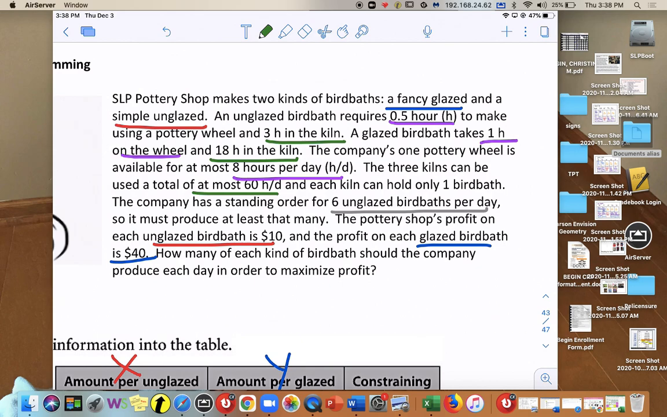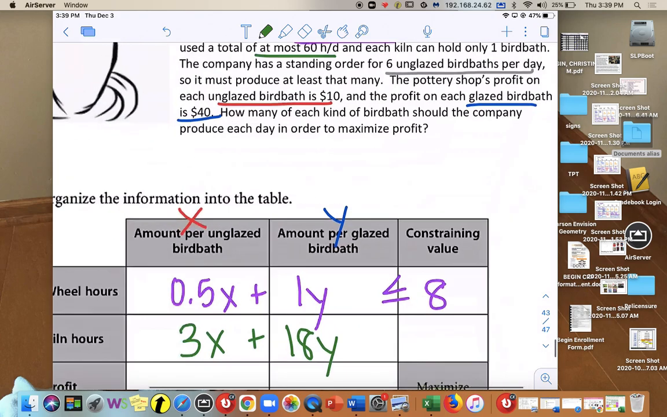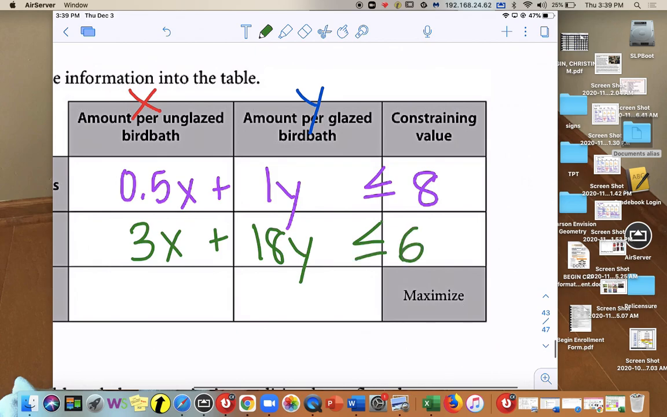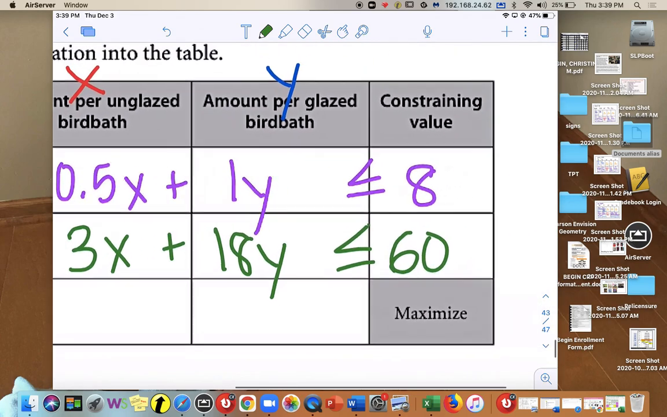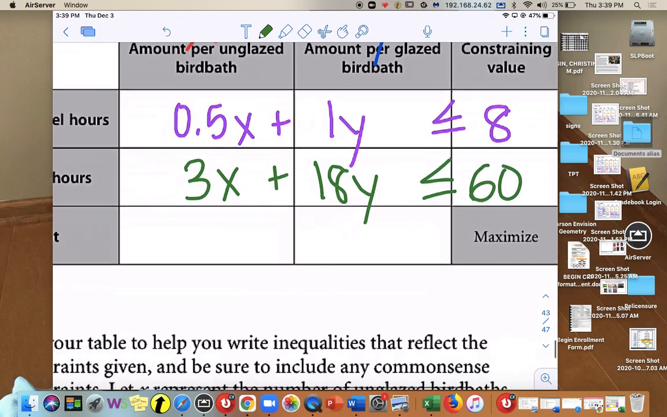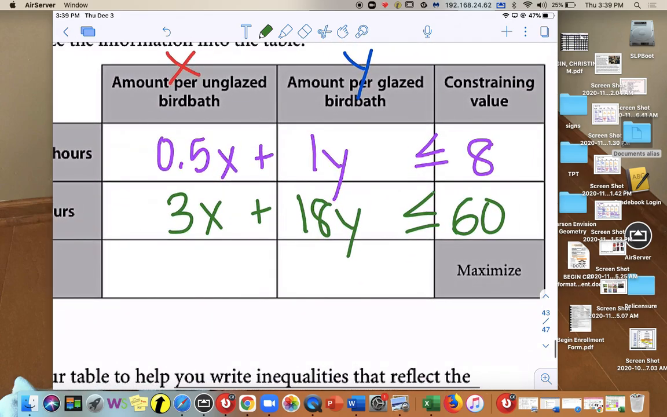I know 60 hours is more than a day, but what that means is, for example, each kiln you can use 20 hours a day. So in total you'd have 60 hours of kiln time if you count 20 hours per oven. So we can use at most 60 hours. The amount that we spend over here has to be less than or equal to 60. Those are called constraining values. They hold us back from making a ton of bird baths to make a ton of money.